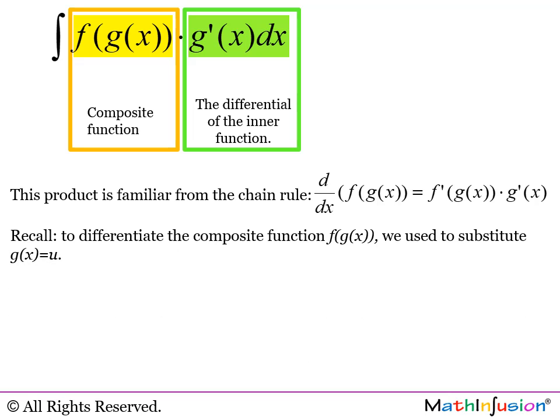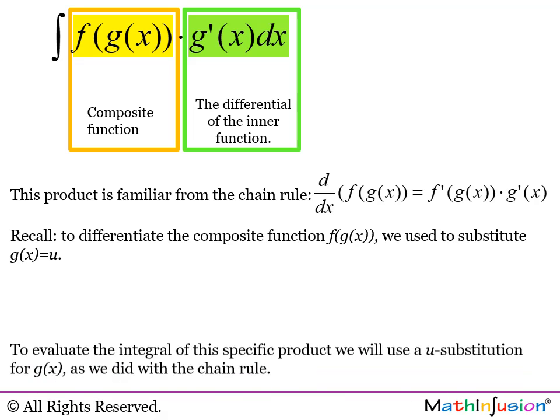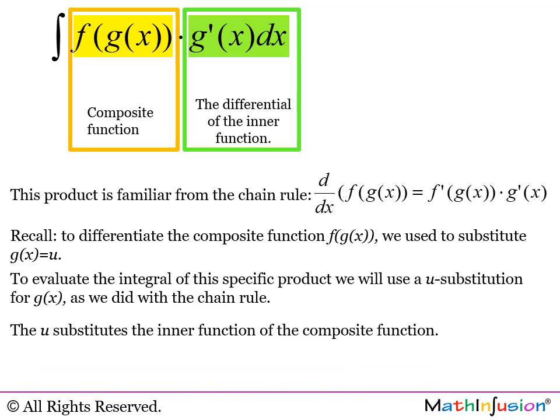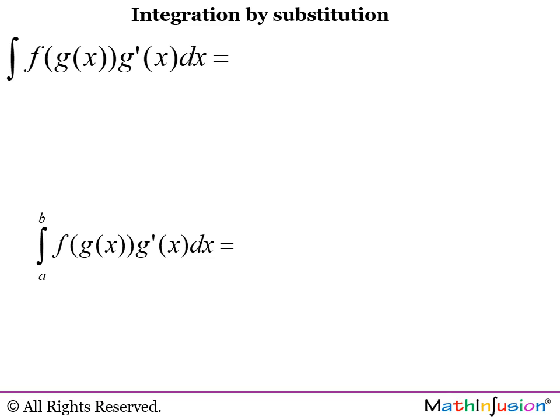And I would like also to recall that to differentiate the composite function f of g of x, we use the substitution in which the inner function g of x was the u. So to evaluate the integral of this specific product, we will use a u substitution for g of x exactly as we did in the chain rule. The u substitution is for the inner function of the composite function. So let's see how to do that.